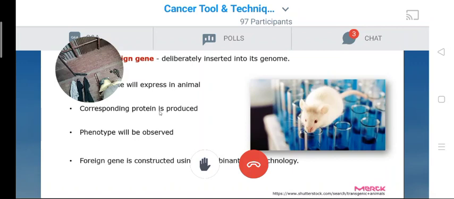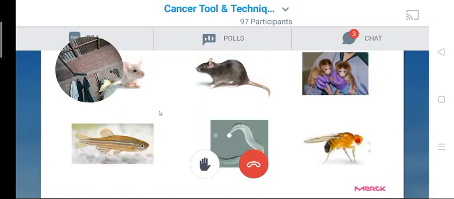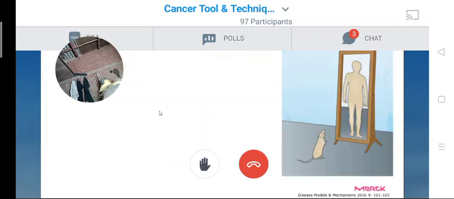There are many transgenic animal models being used for various diseases, like mouse, rats, monkeys, zebrafish, and C. elegans. C. elegans is not an animal; it's a worm. Then flies. These all are transgenics, right? They are very good model systems for various diseases. Now, the most commonly used animal model is the mouse. The question is why the mouse is the most commonly used animal model for different diseases.